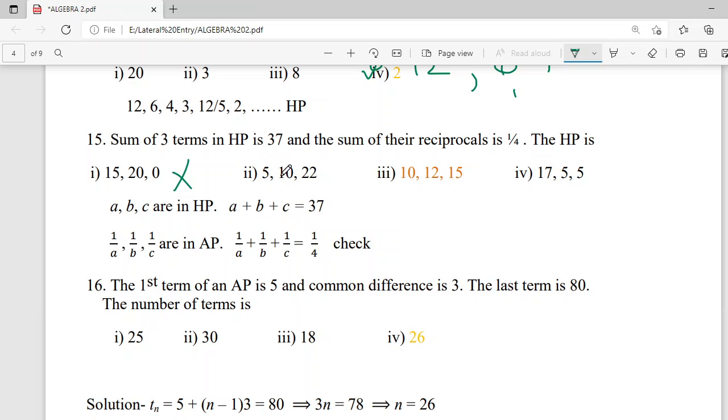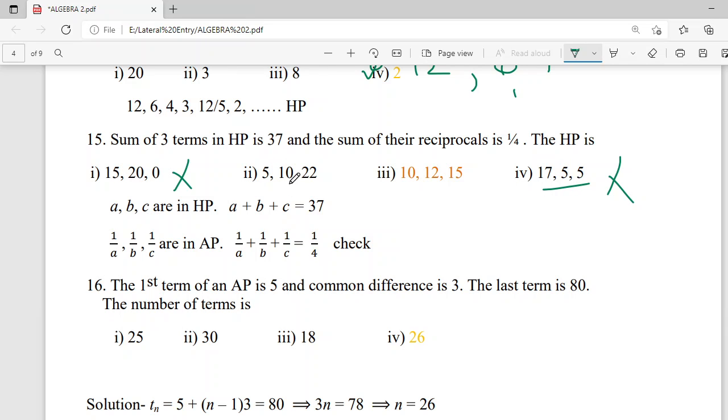Then you try adding 1 by 5 plus 1 by 10 plus 1 by 22. So you check it, or you may use the formula also: 1 by A plus 1 by B plus 1 by C. How will you do it? 1 by sum of HP. A plus B plus C is 37, and 1 by 4. Actually you test whether they are in HP or not. This is not an HP, because the common difference is not the same, 1 by 5 minus 1 by 7. So this is also not coming.